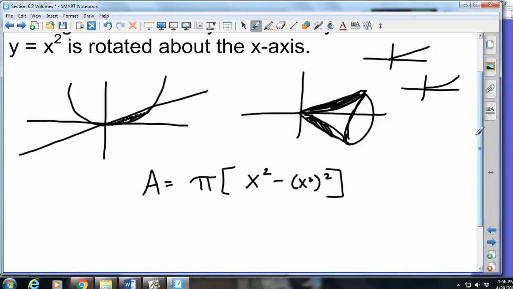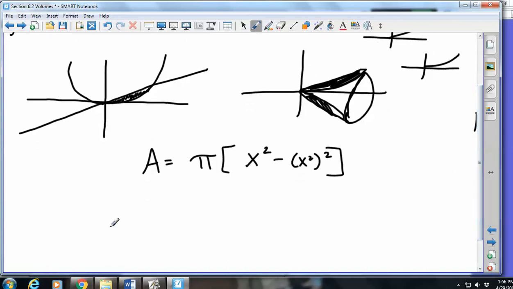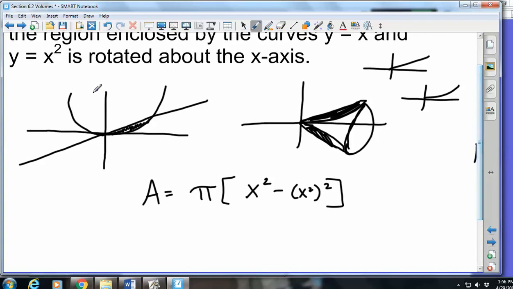Okay, so we are going to integrate from where to where. I need to find out when these curves are equal, don't I? So when does x equal x squared? If you subtract over your x, they're equal at 0 and 1. So we are going to integrate from 0 to 1.